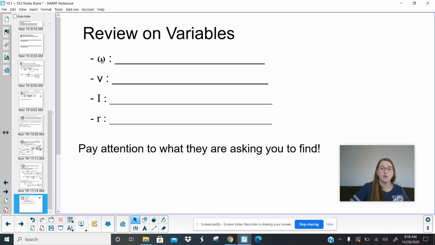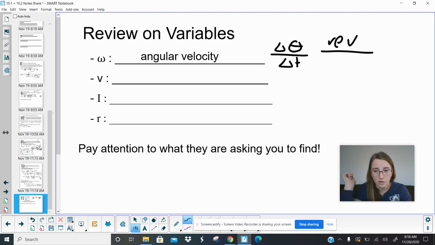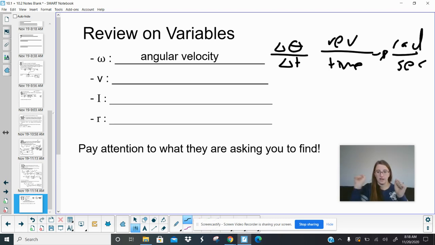Okay, so this omega, this is angular velocity. So if they say, what's the angular velocity? That's what we're solving for. Don't forget that angular velocity is change in the angle over change in time. Often it starts as revolutions for a certain amount of time, and we have to go to radians per second. So very often that's where it starts from. That's where we get the angular velocity, and then we have to go from there.